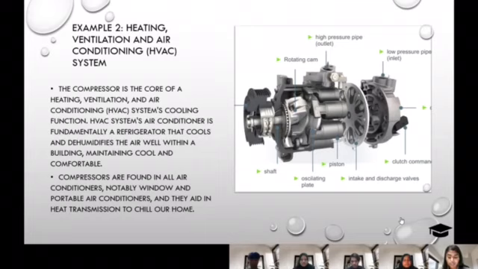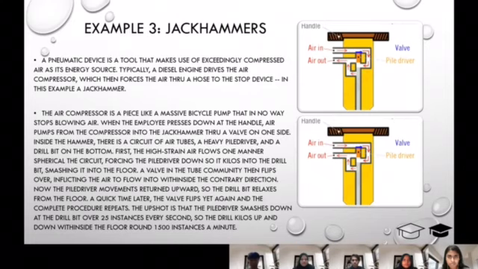Air conditioners are based on two natural phenomena. One is that heat is transferred from a high temperature to a lower temperature environment. Another is that gases transfer from a high pressure location to a low pressure area at all times. And now, moving on to the third example, jackhammers.